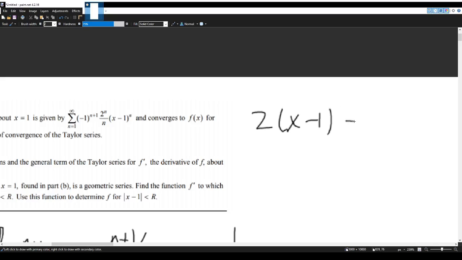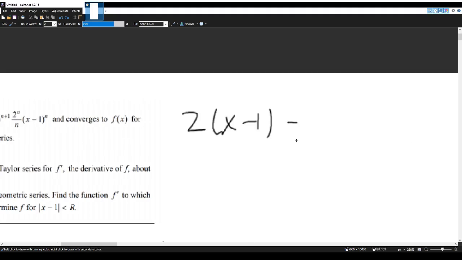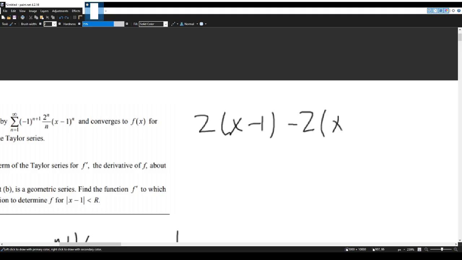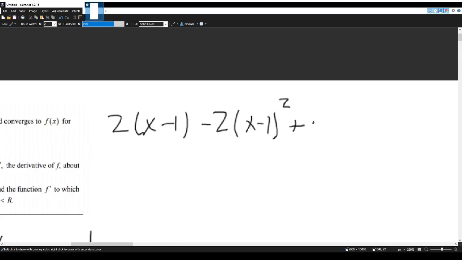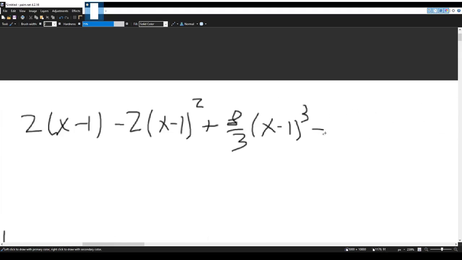Okay, and then it's going to alternate, right, because of that negative. And then that's going to be 2 squared, so 4 divided by 2 is still 2. And then that'll be 2(x minus 1) squared. And then again, it'll alternate. If I go 3, 2 to the third, that's 8 divided by 3. So 8/3, (x minus 1) to the 3. And then, of course, alternate again. That will be 2 to the 4 divided by 4. So that'd be 16, right? Yeah, 16 divided by 4, which is 4. And then, of course, (x minus 1) to the 4th.